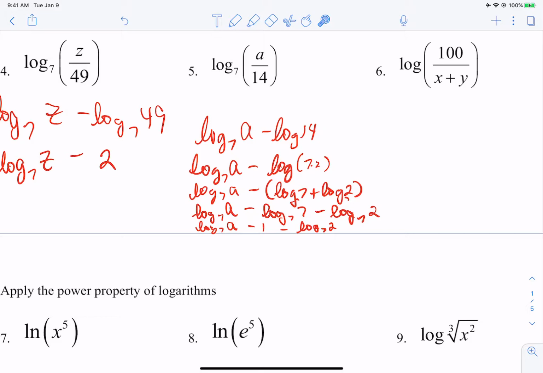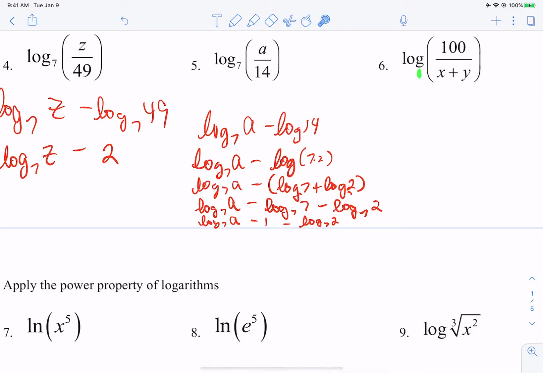Now for number 6, there is a log base 10 there. We do not have to write it unless it helps you. If it helps your brain, write it. And so this would be the log of 100 minus the log of x plus y. We cannot break up an addition or subtraction, only a multiplication like we did over here. So that is stuck.